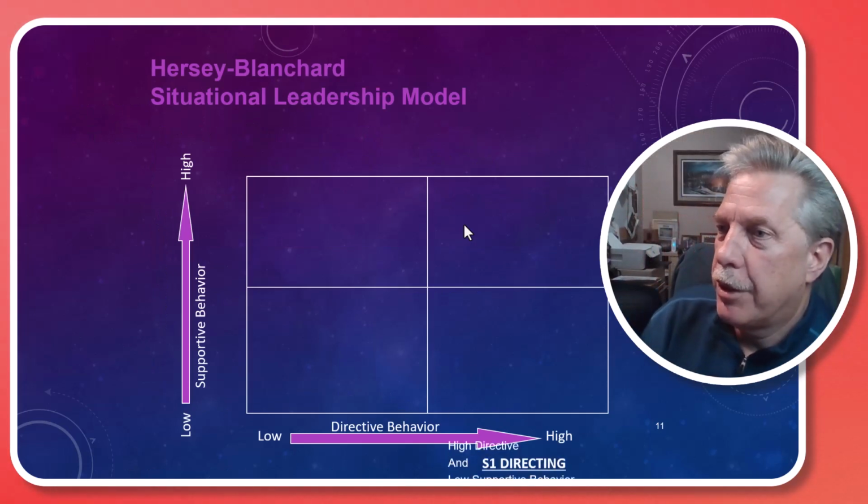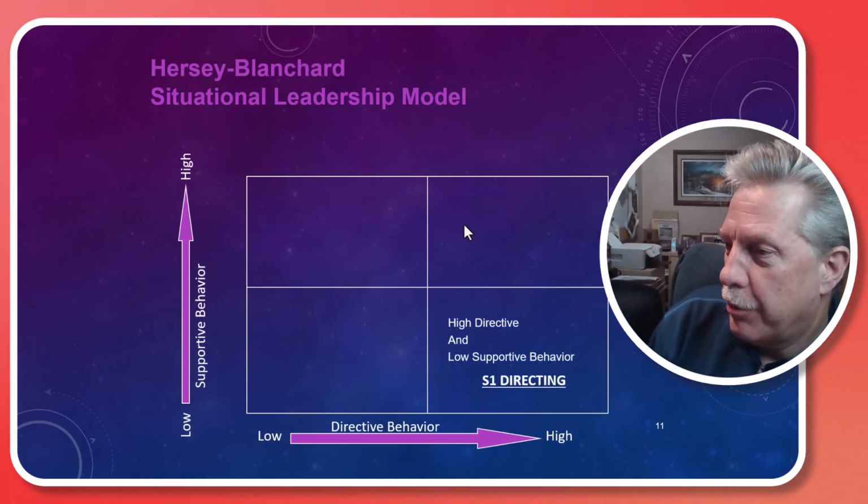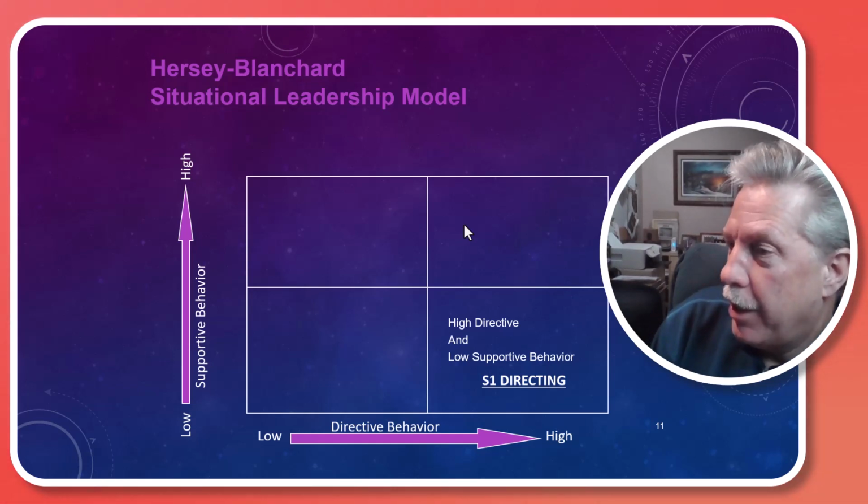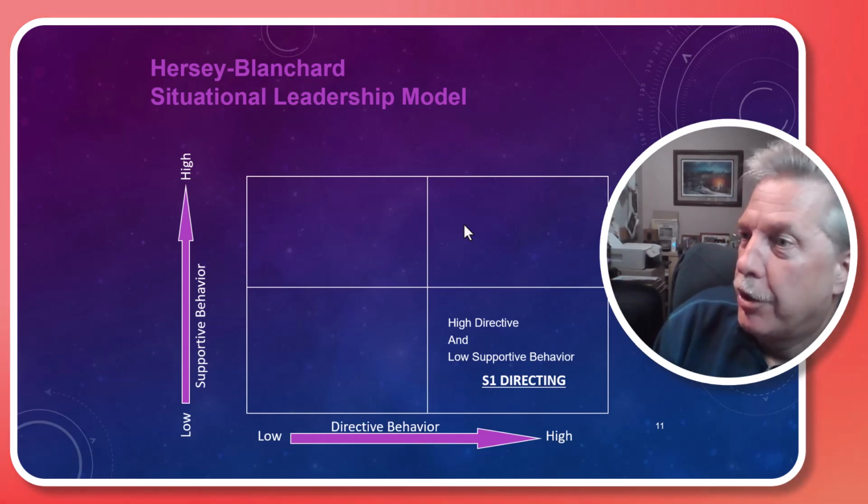And then we also have some examples here where if you're directing someone, they need a high directive and low support behavior because they're very motivated to do the work.